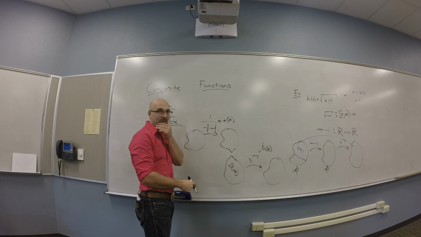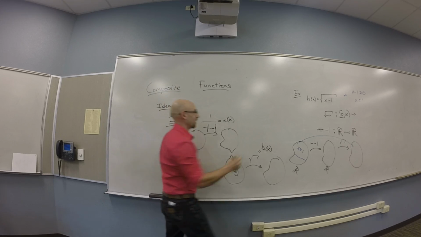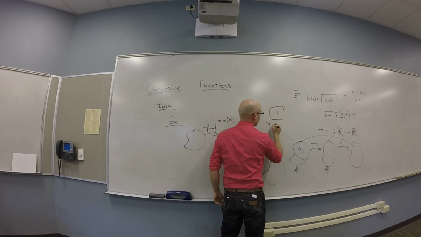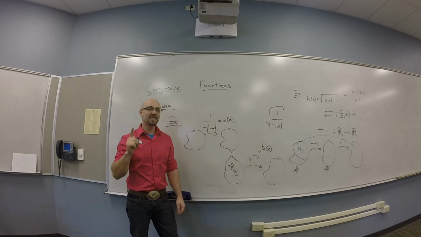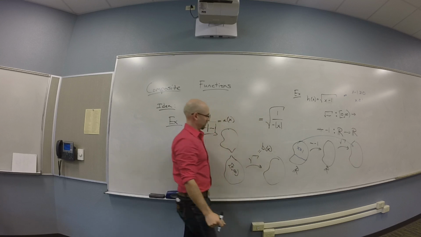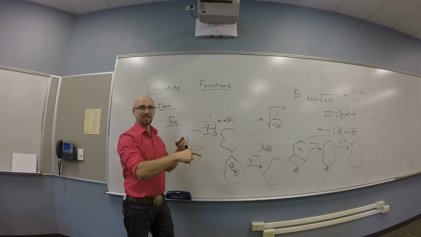Not that thing. The square root of 1 over negative, 1 over negative absolute value of x, right? Cool. Now, what is the name of this function? g of x? a b of x? a b of x squared? a of b of x?